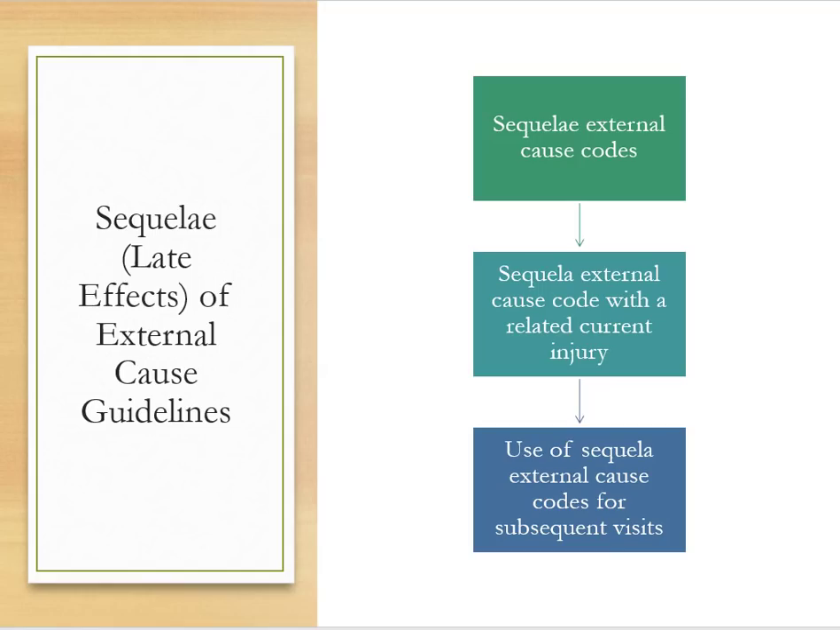I missed one thing. So sequela external cause codes for subsequent visits. So that last guideline, I was talking about current injury. So a sequela for a subsequent. You use a late effect external code for a subsequent visit when a late effect of the initial injury is actually being treated. Do not use a late effect external cause code for subsequent visits for things like follow-up care of the injury when no late effect of the injury has been documented. All right, now I'm done with that.